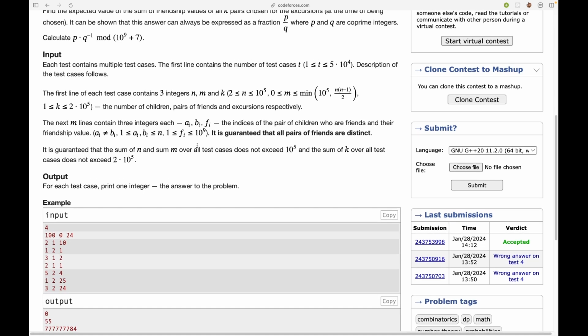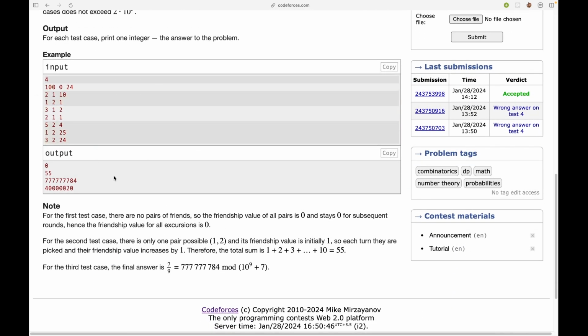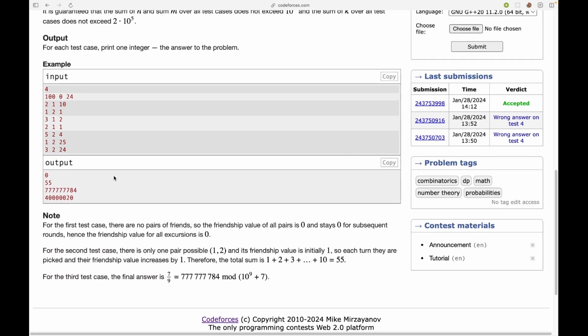Okay. Now let's see the sample input and let's try to understand this problem for those who are new. I think the first test case is quite clear because there are 0 excursions and 0 pairs, so all the friendship values are 0, and the answer will obviously be 0.